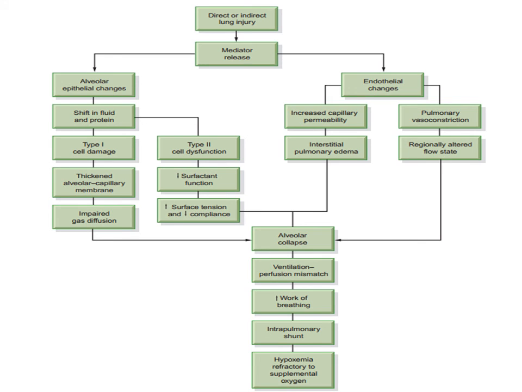Also, the effect on endothelial cells will result in increased capillary permeability and pulmonary vasoconstriction. The increasing capillary permeability will cause interstitial pulmonary edema, and the pulmonary vasoconstrictor effect will result in alteration in regional blood flow. The overall result also will be alveolar collapse, leading to ventilation perfusion mismatch and increase in the work of breathing with intrapulmonary shunting, and the final result will be hypoxemia that is refractory to supplemental oxygen.